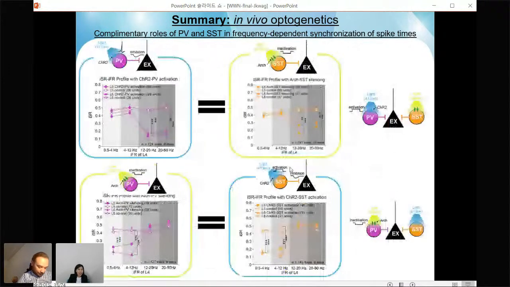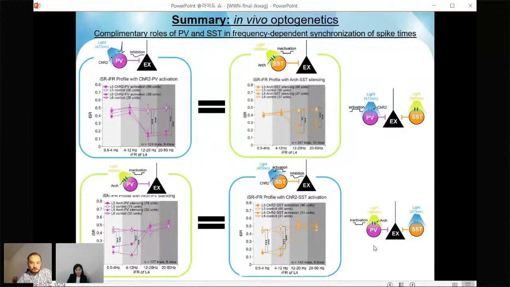That's quite striking. From here, you can see that when we activate PV interneurons, that might somehow in the network cause SST interneurons to be inactivated, because these are occurring simultaneously. That's why when we inactivate SST, it has the same effect as activating PV. And also inactivation of PV accompanies activation of SST. So activation and inactivation of PV and SST are happening in vivo simultaneously. We can infer this from these iSR-IFR profiles.